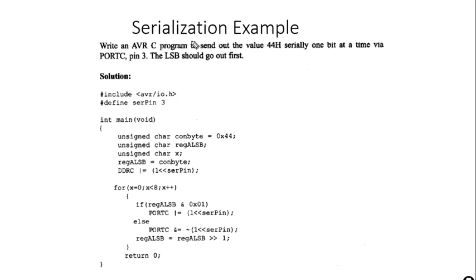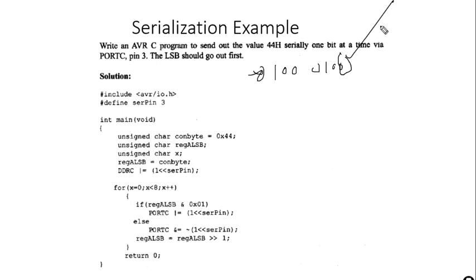Write an AVR C program to send out the value 44H. 44 hexadecimal means 0, 1, 0, 0, 0, 1, 0, 0. We'll initialize one variable with this value, and send it 1 bit at a time via port C pin 3. And the LSB, the least significant bit, the one at the rightmost position, will go out first. So we will right shift.